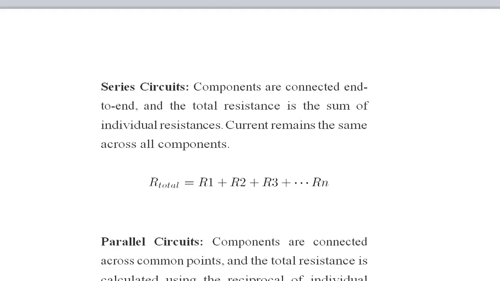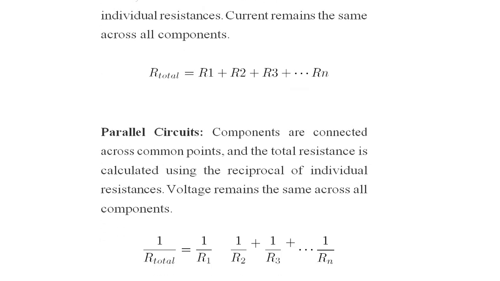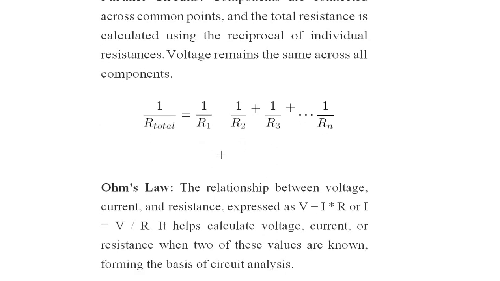etc. Rn. So in a parallel circuit, the resistances are connected such that components are connected across common points and the total resistance is calculated using the reciprocal of individual resistances. Voltage remains the same across all components. So 1 by R total is equal to 1 by R1 plus 1 by R2 plus 1 by R3 plus etc. 1 by Rn.